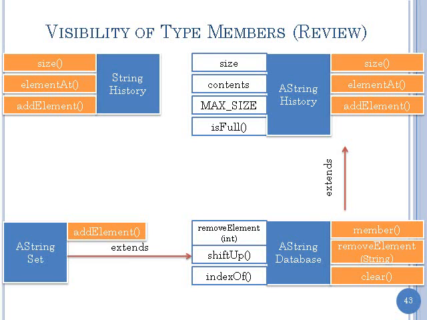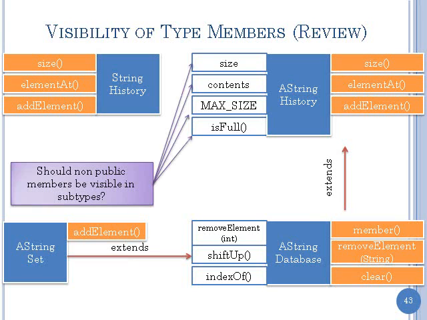I posed the question last time: should these variables which are not public be accessible in the subclass? And all of you said, yeah, because we want to do interesting things with it, so we should have them accessible. So the question was, should non-public members be visible in subtypes? And we said yes, and the answer is yes if you want them to be, and no if you don't want them to be. It's up to you how you make the decision.